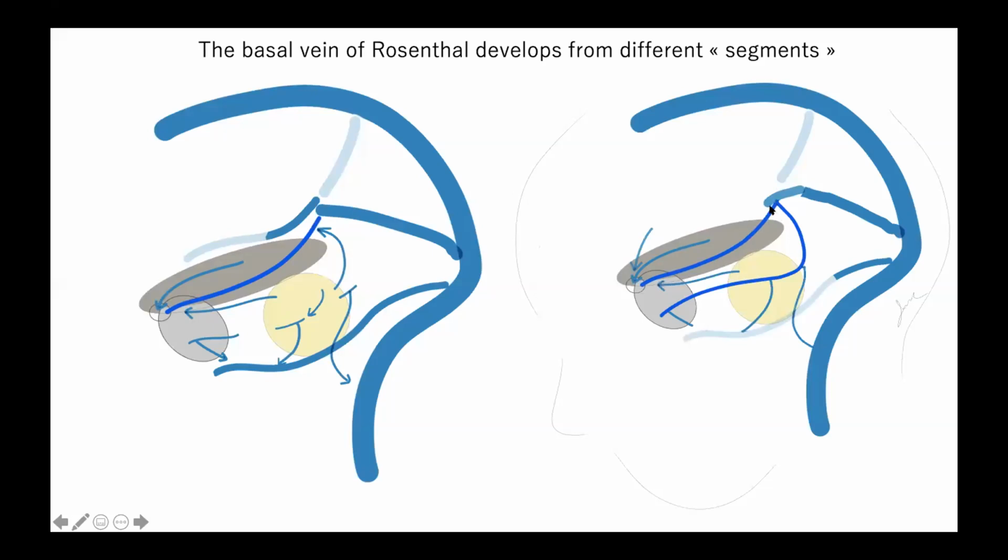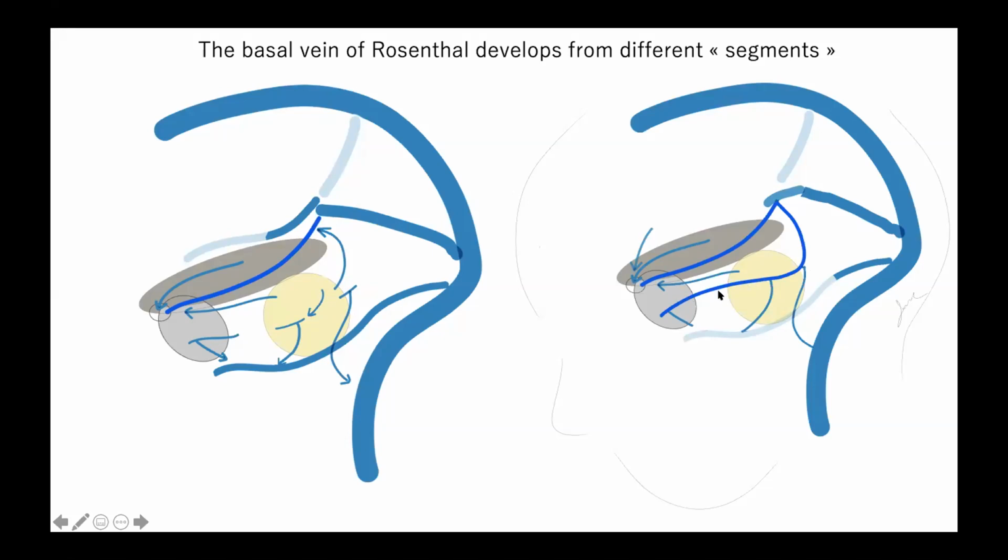Like the ICV, they were there to drain the choroidal plexus, so they came in one piece at the beginning, okay? But for the basal vein of Rosenthal, originally they were draining the anterior part of the telencephalon into this tentorial sinus, and the other part is draining the diencephalon or the thalamus into the other part. So we have like broken segments of what is going to become the basal vein of Rosenthal.